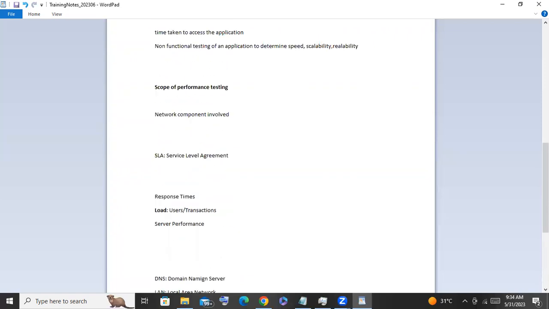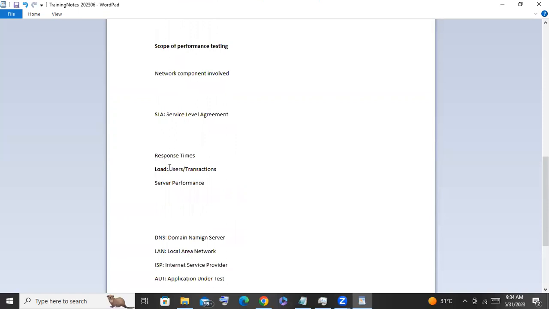What is performance testing basically? We are trying to understand what kind of response times we get when there is load. Load, in the sense, when there are multiple users and multiple transactions happening on the system at the same time, what kind of response times are you getting for this particular application? That is performance testing. While we are doing that, we'll also try to observe the server performance. So on a very high level, this is performance testing.